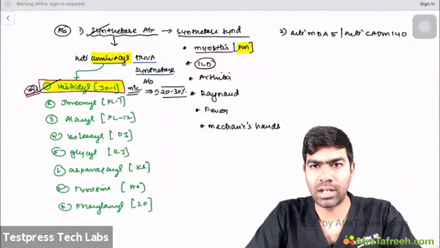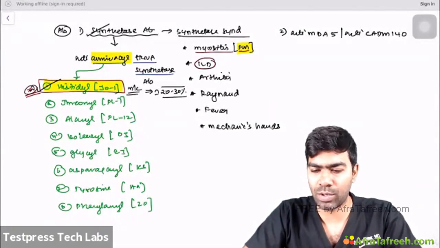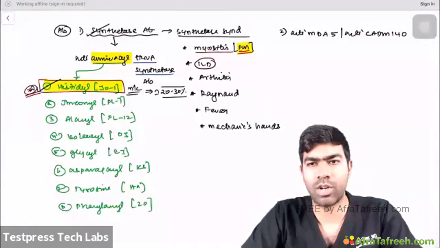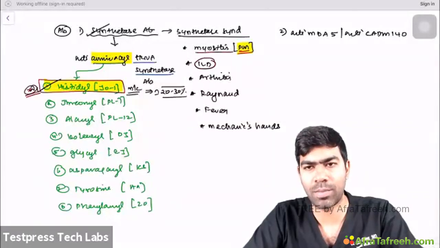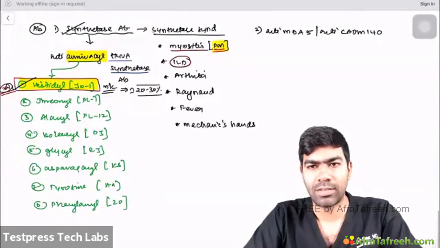Siddharth is asking, in synthetase syndrome, whether it is polymyositis or dermatomyositis. I clearly told you, it is polymyositis that is common, not dermatomyositis. Dermatomyositis is not common in synthetase syndrome. The feature will be polymyositis feature only. I don't know what is the confusion.